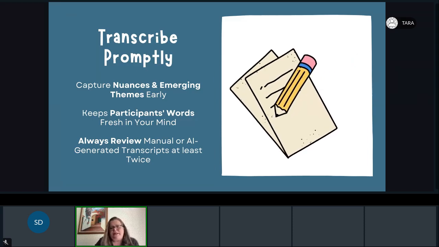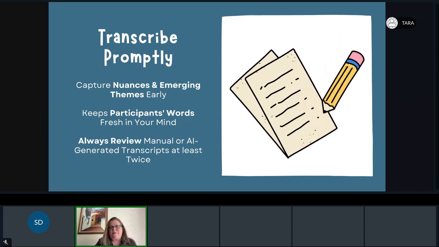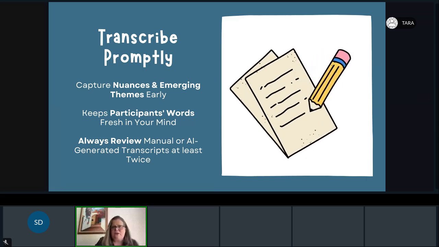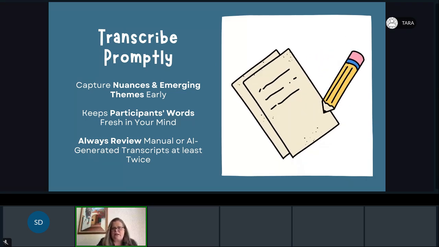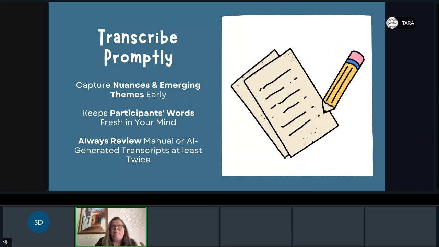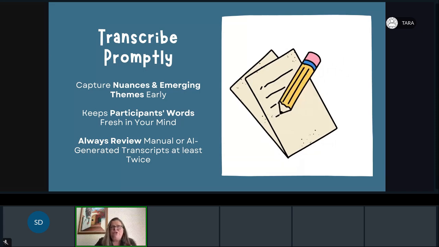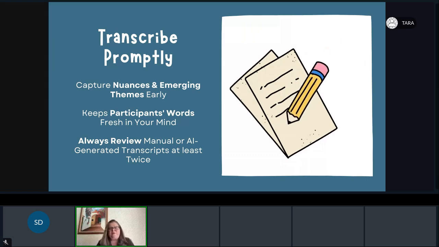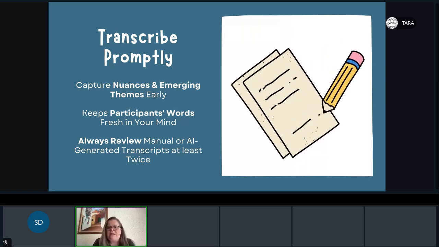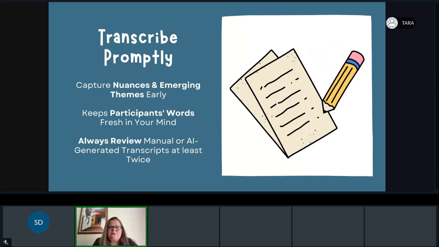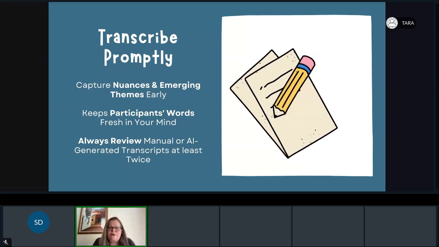And then transcribe promptly. Recording interviews is just the first step. You want to transcribe the interviews pretty early because you want to capture and remember those key moments, those emotions, those nonverbal cues. Maybe you didn't capture them effectively during the interview because you were so intently listening, right? But hearing their voices again may remind you, oh yeah, they were really impacted when they explained this particular experience. It must have been very important to them.